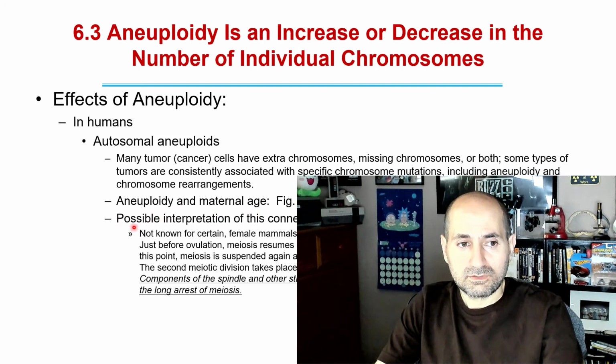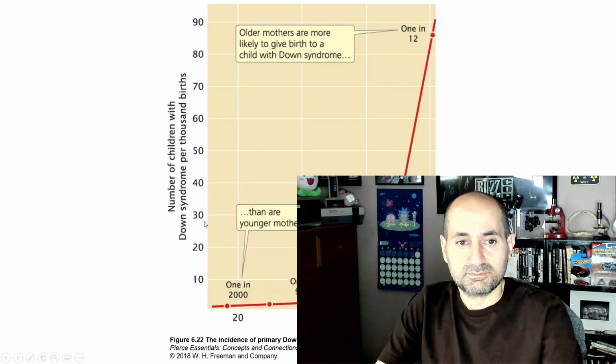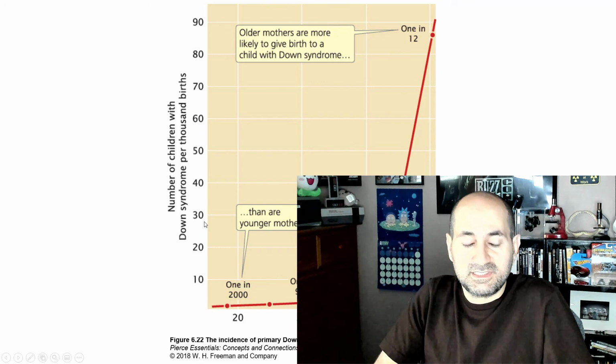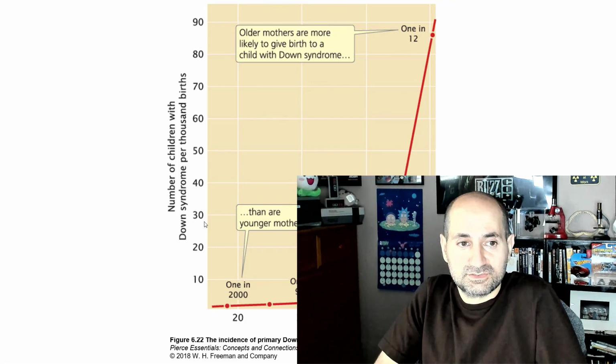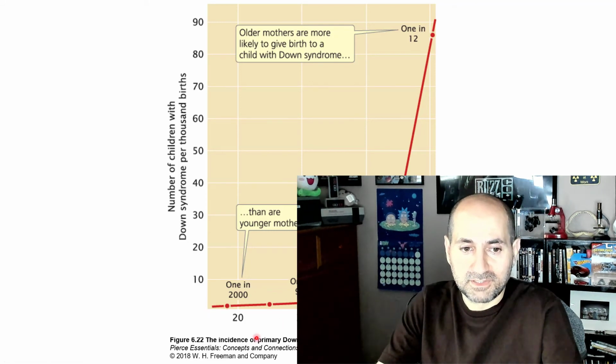So why is there a change in aneuploidy over time? Let me show you something. This is a very fascinating little graph here. Look at this. What you're seeing here is the incidence of primary Down syndrome and other aneuploidies, how they increase with maternal age. So this is the age of the mom, right? The mom in her 20s, 30s, 40s, 50s, right?